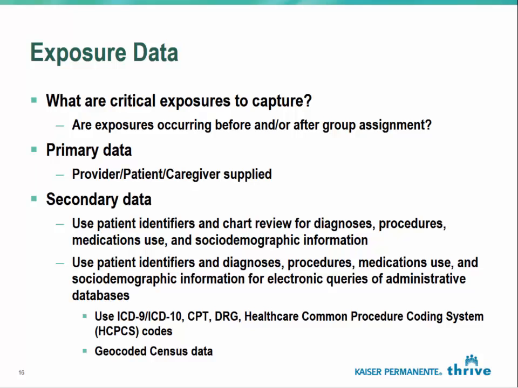Again, for the diagnosis, we could use the ICD-9, ICD-10 codes. For procedures, we use the current CPT codes, or maybe looking for DRG. Other codes we can use are for medication, inpatient medication dispensings, in-office medication dispensings, and that's the Healthcare Common Procedure Coding System, HCPCS codes, also sometimes known as J codes because they begin with a J, and generally we think of J as injection. Maybe a patient's receiving an injection of an anti-inflammatory or something like that. And then again, for geocoded census data, we could do that for socio-demographic information.